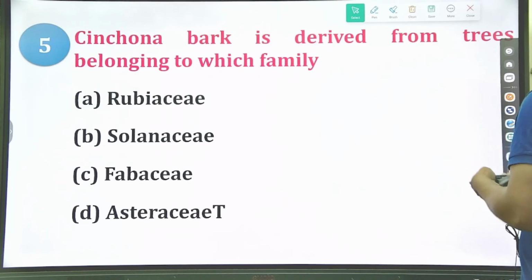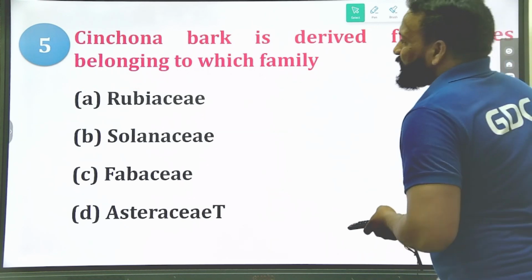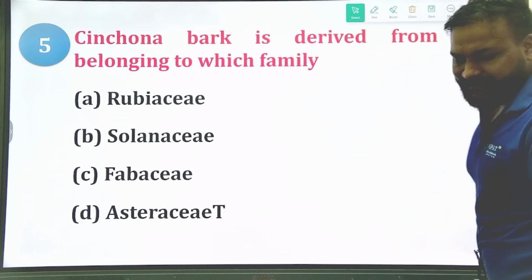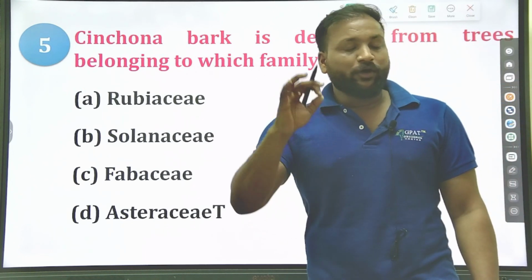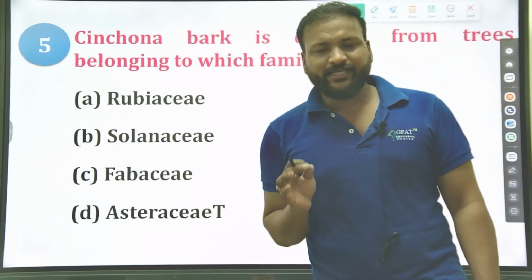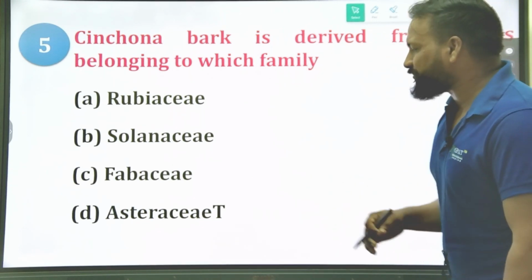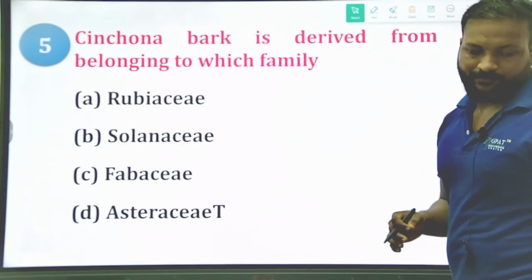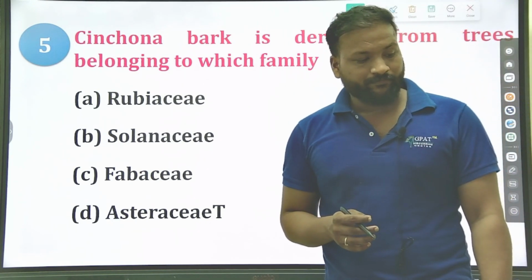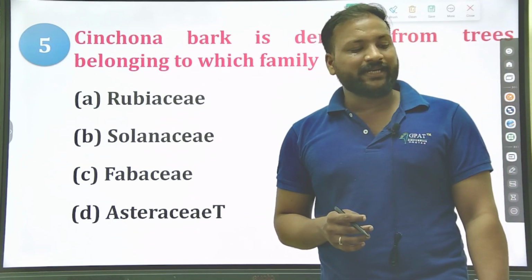The cinchona bark is derived from trees belonging to which family? They are directly asking what the family of cinchona is. Cinchona is a bark. You can see option A Rubiaceae, B Solanaceae, C Fabaceae, and D Asteraceae.